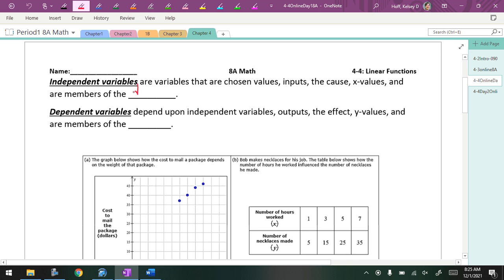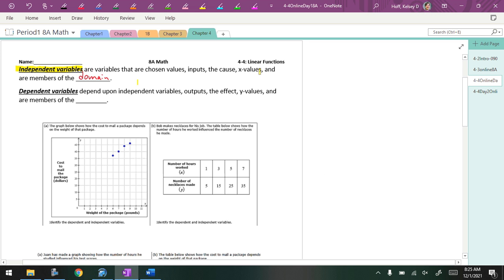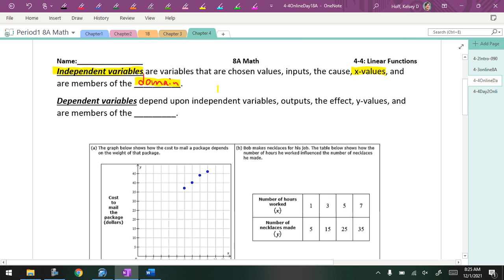Domain. Okay, so linking these all together, independent variables are x values and the domain. Independent are x values and the domain. Dependent variables depend upon independent variables. They're the outputs, the effect, the y values, and are members of the range. Dependent variables, y values, range.